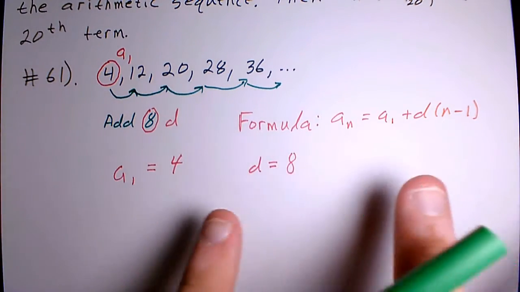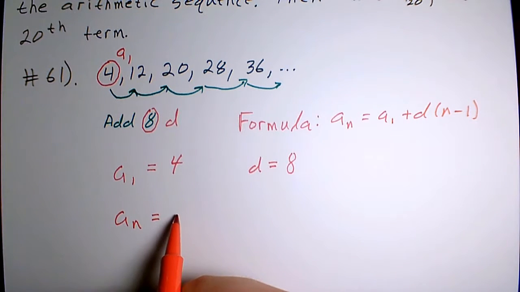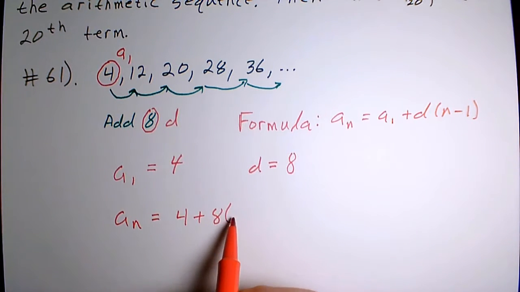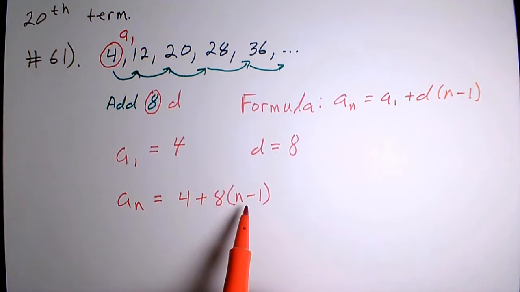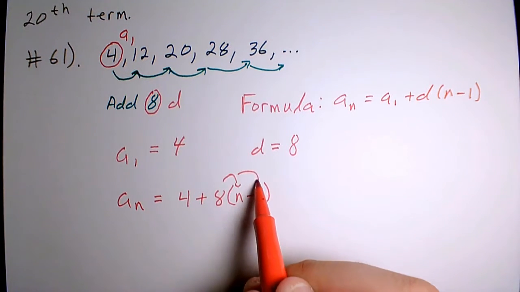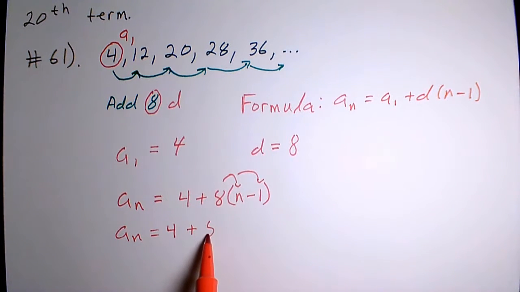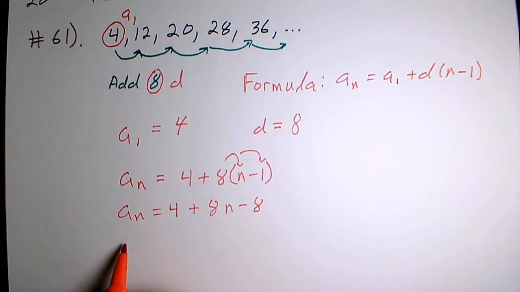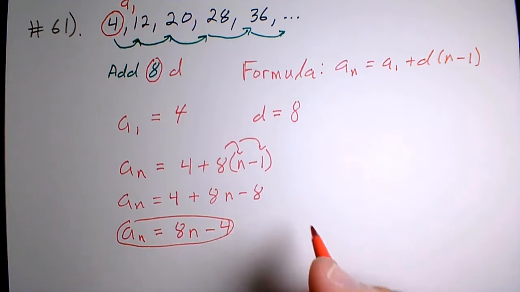So I'll put these numbers into the formula. We'll get A_n equals 4 plus 8 times (n minus 1). I'll go ahead and simplify by distributing 8 to get 4 plus 8n minus 8, and then finally 8n minus 4. This would be the formula for any term, or the nth term.